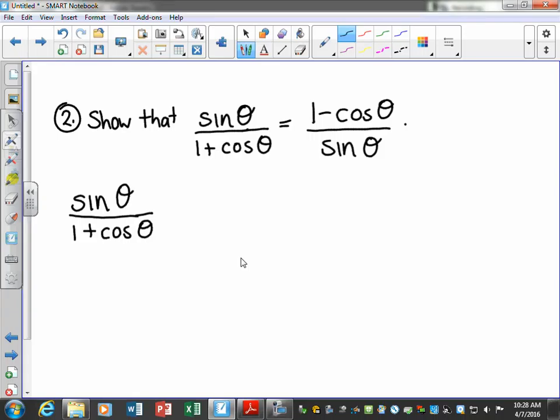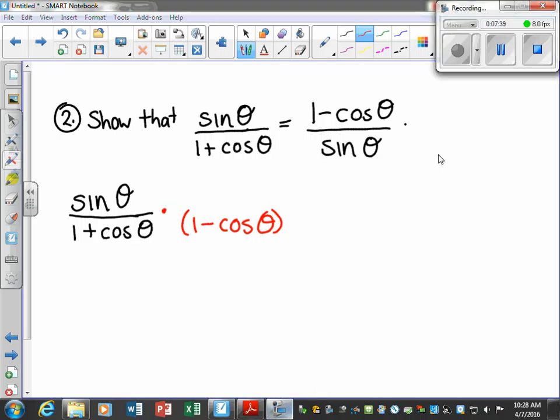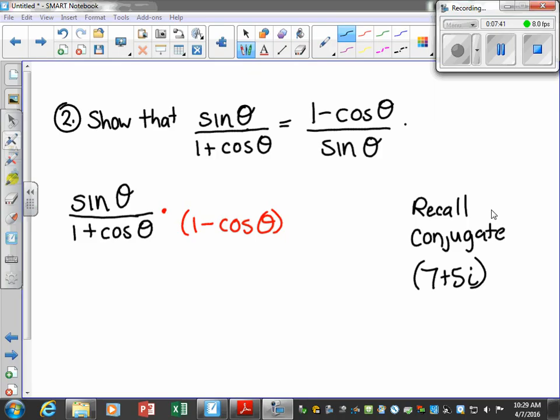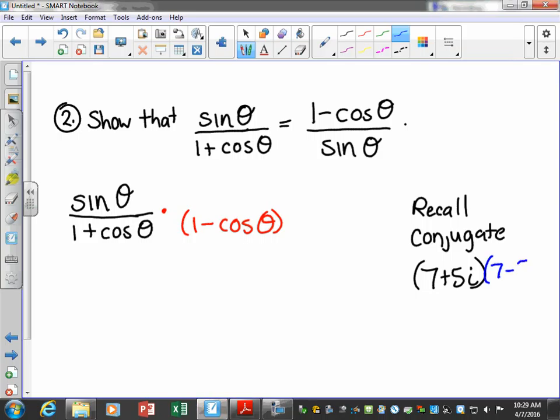So the first thing I'm going to try to do is multiply by the conjugate, which is a tactic we can use often. So if I have 1 plus the cosine of theta, then I'm going to remind you, recall from algebra the conjugate. What would be the conjugate of 7 plus 5i? Just 7 minus 5i. Right, so in this case, although this has a trig function, 1 plus cosine theta, the conjugate is 1 minus cosine theta. So this is another thing that we'll use.